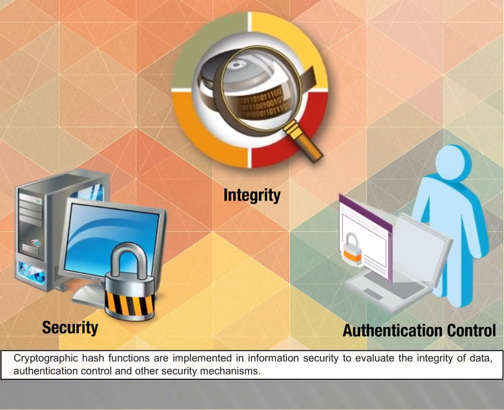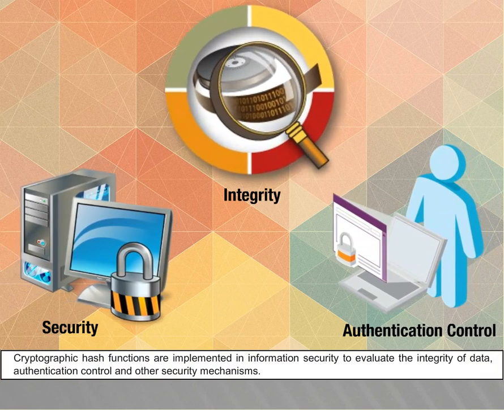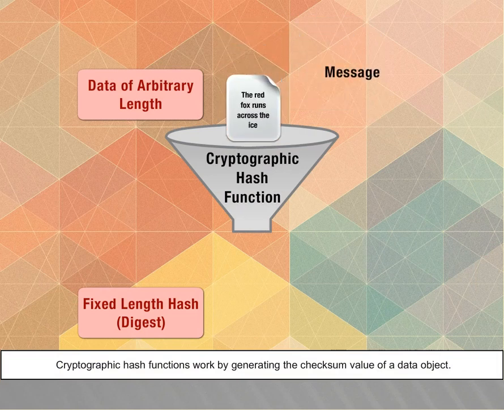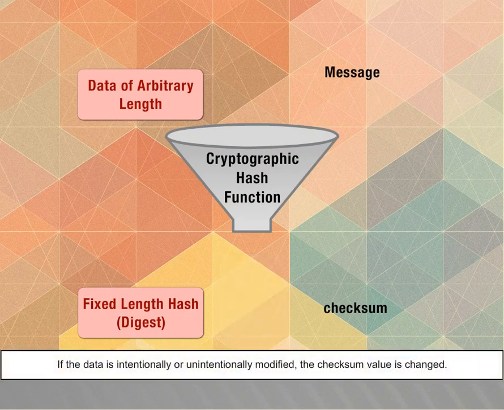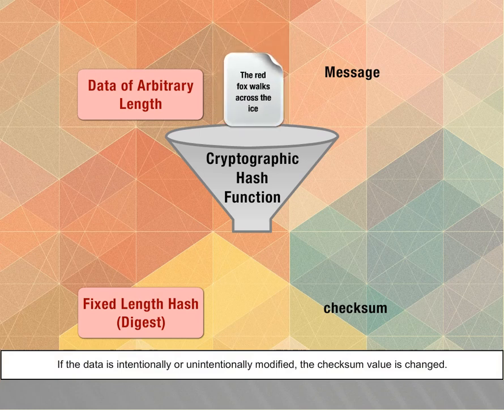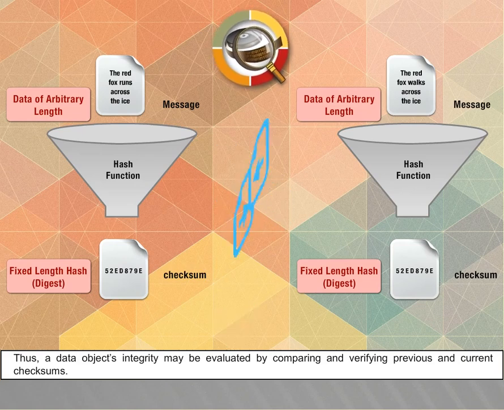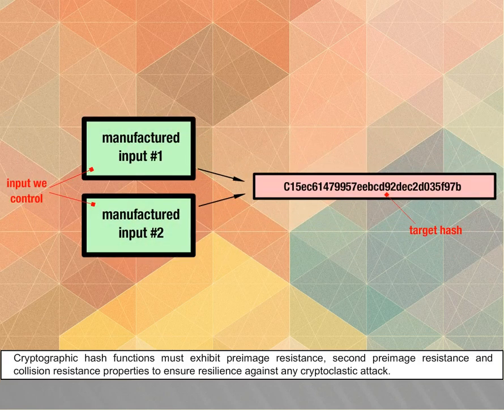Cryptographic hash functions are implemented in information security to evaluate the integrity of data, authentication control, and other security mechanisms. They work by generating the checksum value of a data object. If the data is intentionally or unintentionally modified, the checksum value is changed. Thus, a data object's integrity may be evaluated by comparing and verifying previous and current checksums. Cryptographic hash functions must exhibit pre-image resistance, second pre-image resistance, and collision resistance properties to ensure resilience against any cryptanalytic attack.